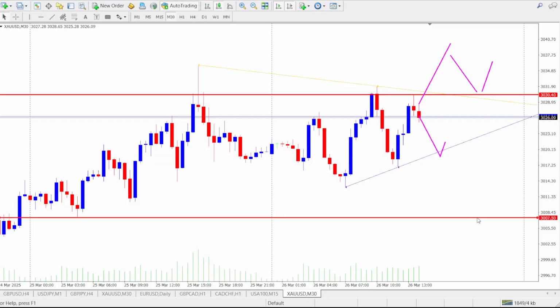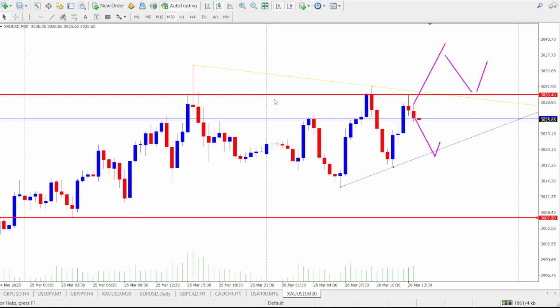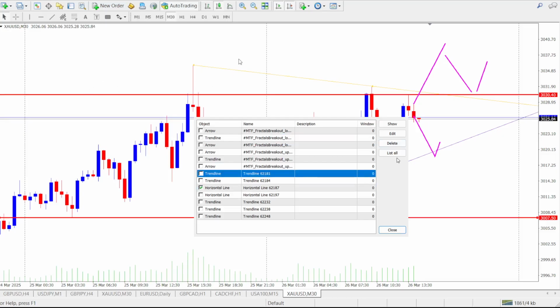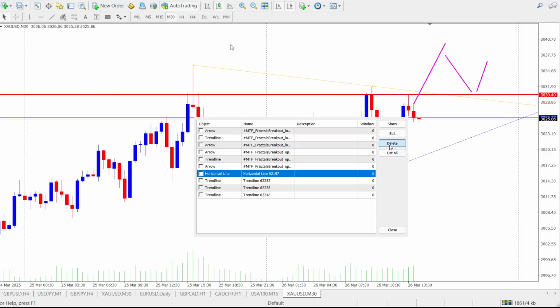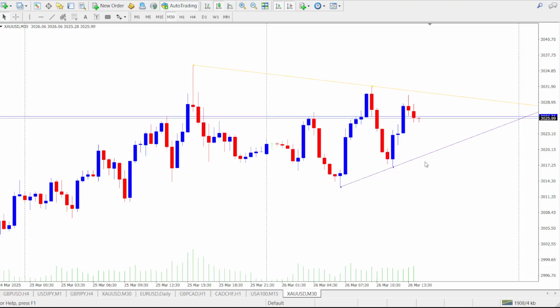But in the case of a sell breakout, you wait for the ascending trend line to break. Let's just remove these lines for now. So in the case of a sell breakout, you wait for the ascending trend line. This is the ascending trend line. Don't forget, this is the ascending trend line. This is the descending trend line.